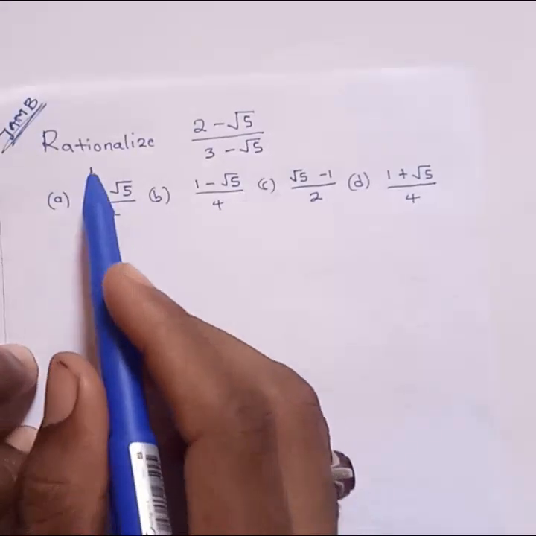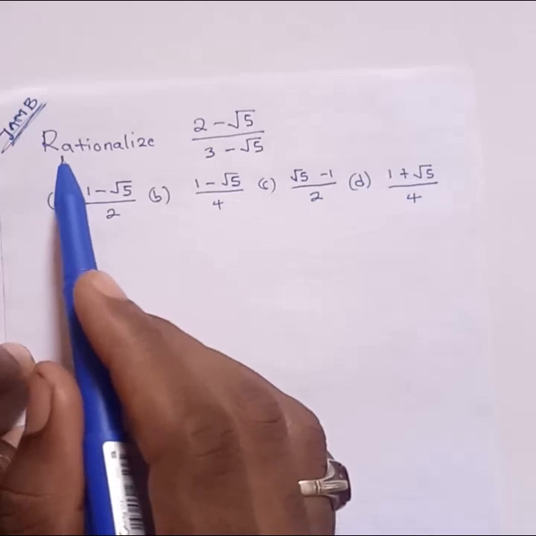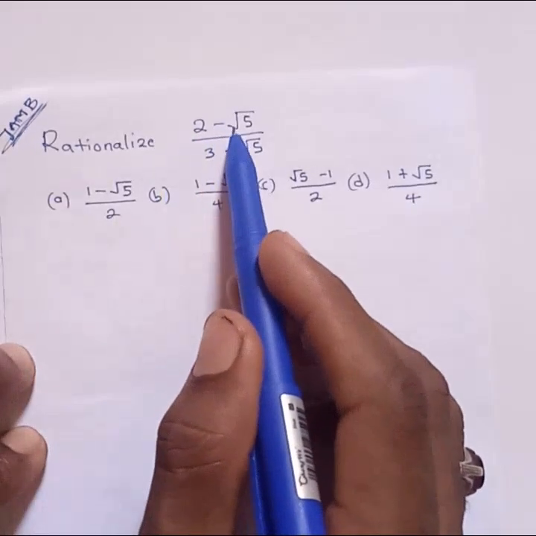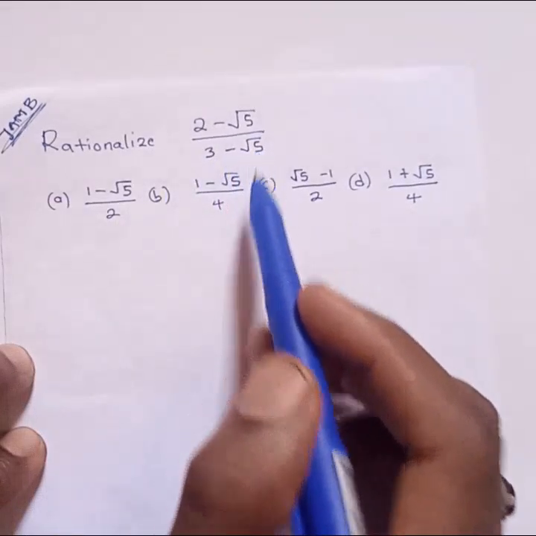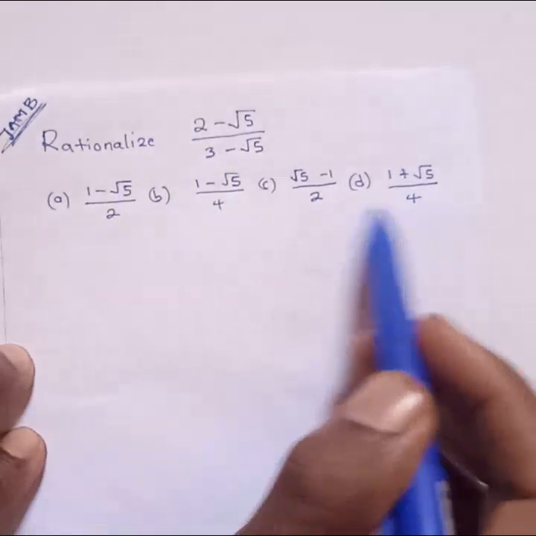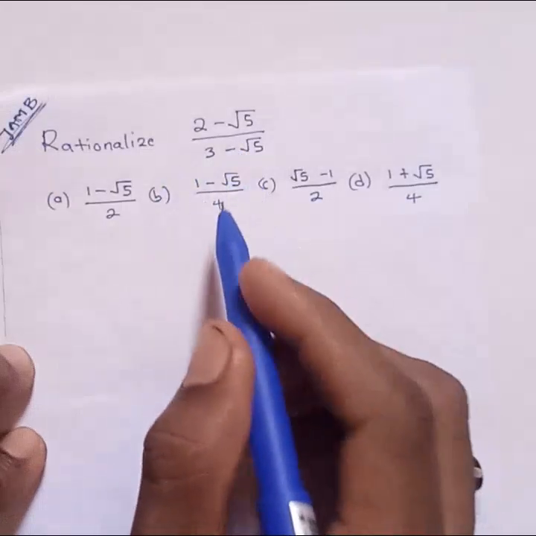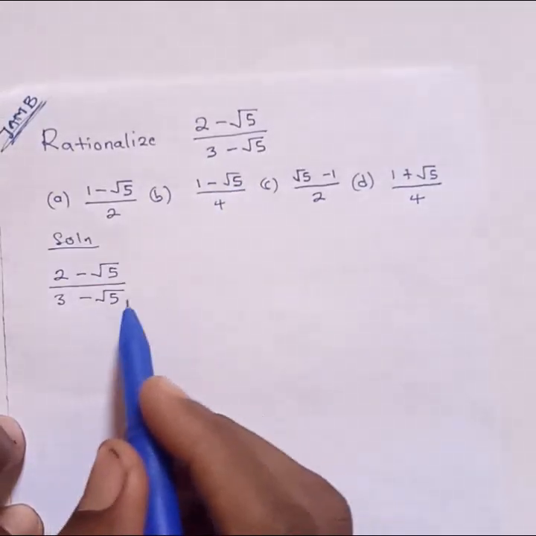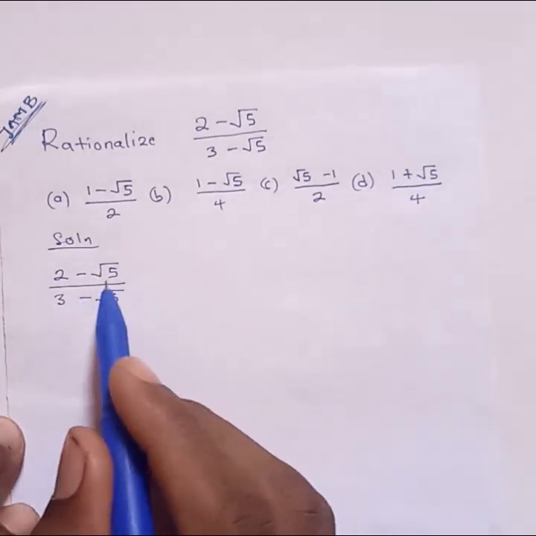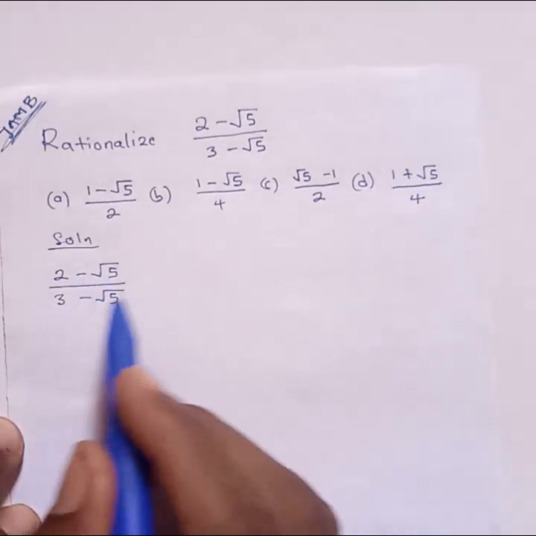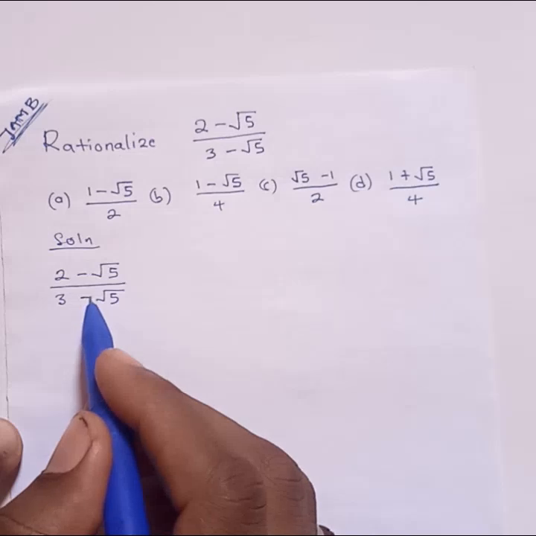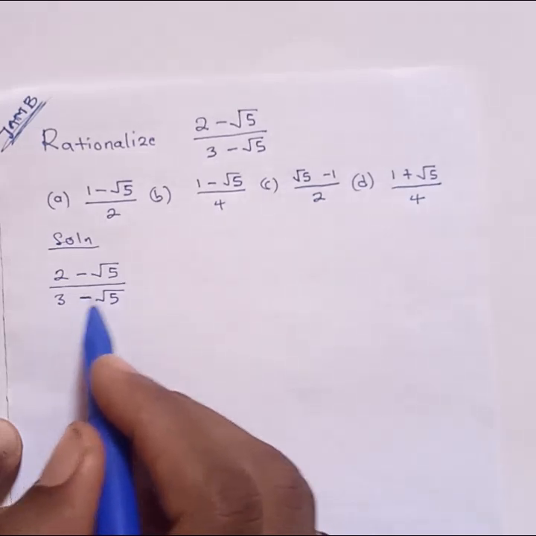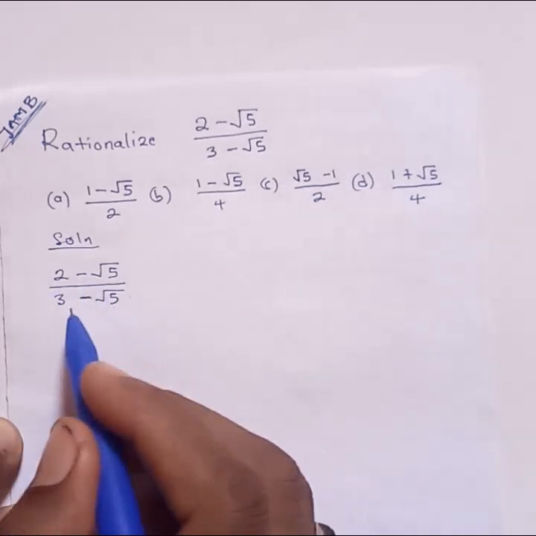Now our second question. The second question says, rationalize 2 minus square root of 5 all over 3 minus square root of 5. And these are the options. Remember, this is rationalization. And in rationalization, we multiply both numerator and denominator by the conjugate. What is conjugate? If this is subtraction, we will change it to addition. If it is addition, we change it to subtraction.